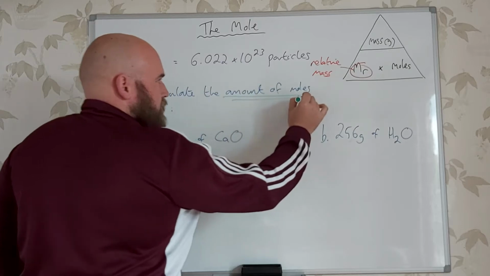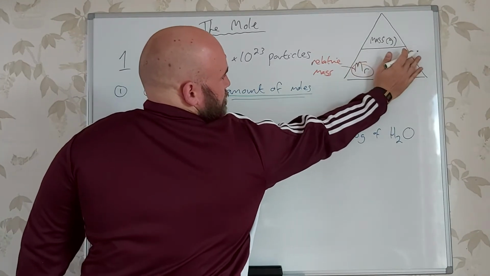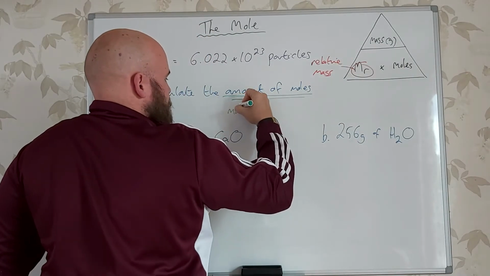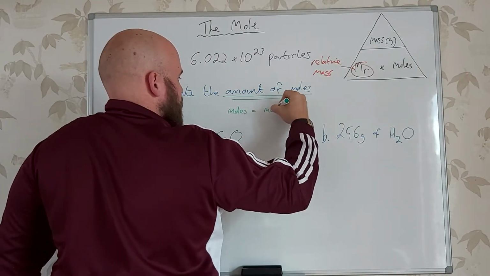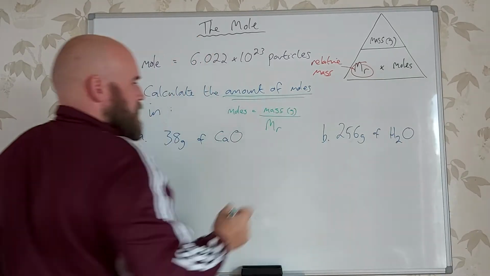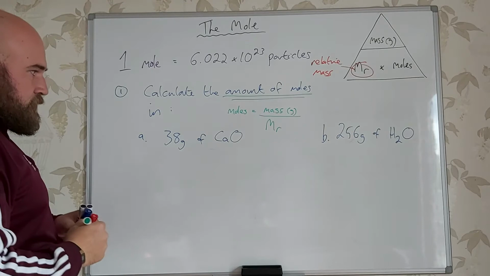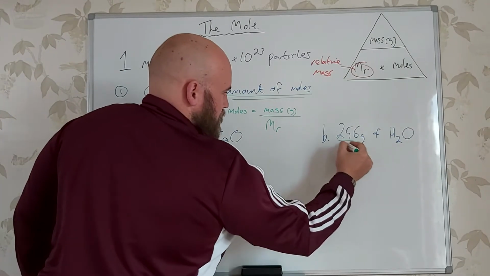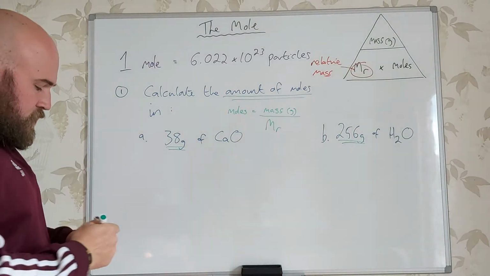So I'm going to cover up moles and then work out what my calculation is. So moles is mass divided by Mr. Mass in grams divided by the MR. Okay, so in each of these questions, I've got a mass, but I don't have an MR. So let's do one question at a time now.